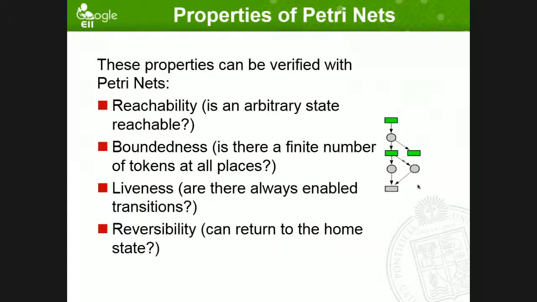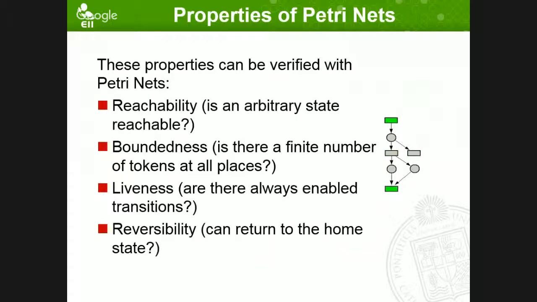Some of the properties that we can verify with Petri nets are these. Reachability, which is the most important property from my perspective. Basically, we have two states, and then we can see if one state is reachable from another state. This is a very complicated problem. Another problem is boundedness, which means the number of tokens in the net remains finite. So there's no way we can have an infinite number of tokens.